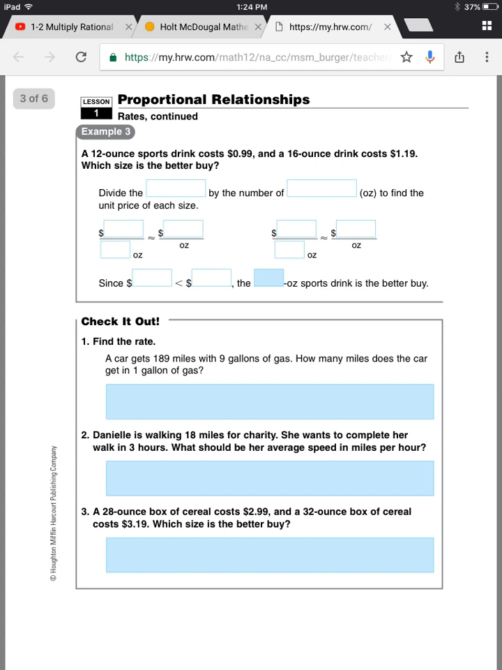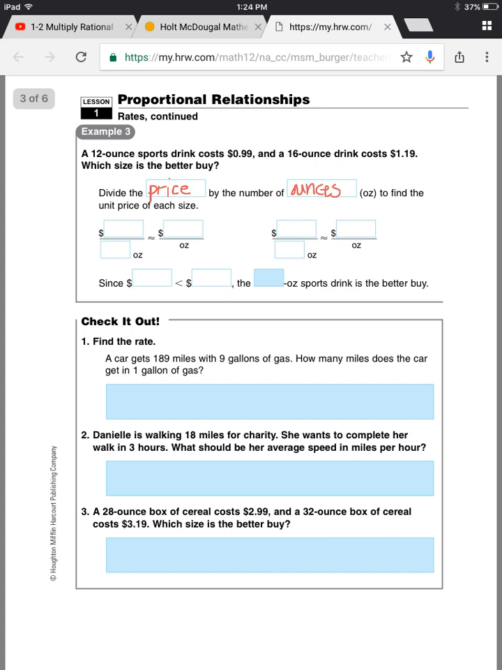So how we decide which is a better deal: in this problem, a 12-ounce sports drink costs 99 cents and a 16-ounce drink costs $1.19. Which is the better buy? We divide the price by the number of ounces to find the unit price of each size. So you always divide the price by whatever the unit is, whether it's ounces, pounds, grams.